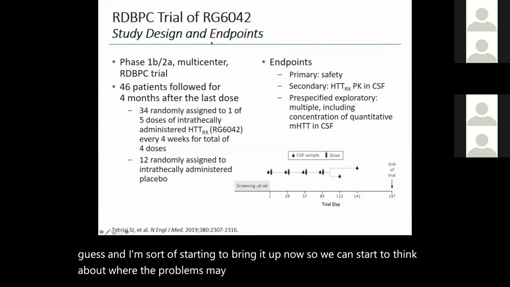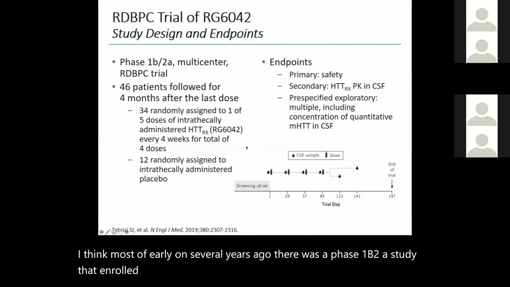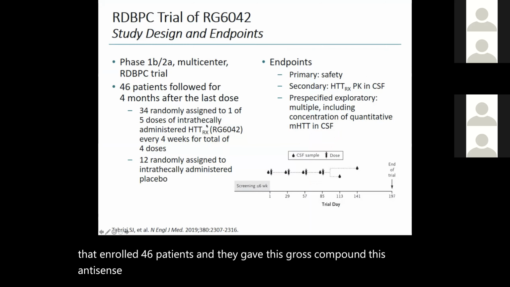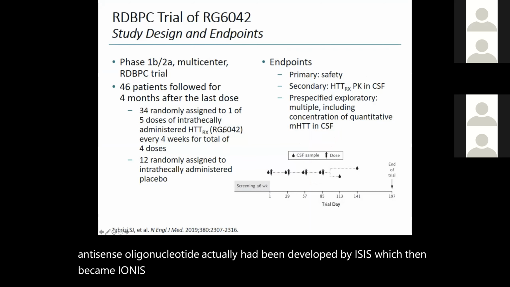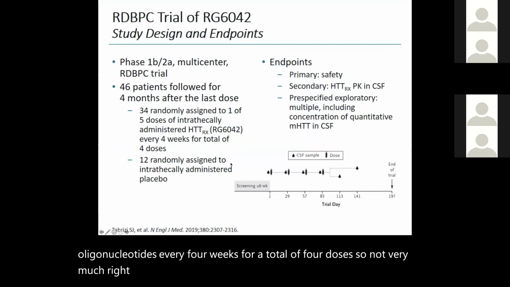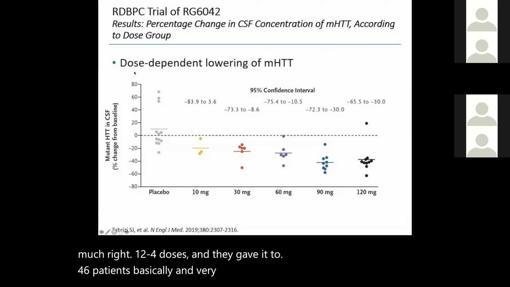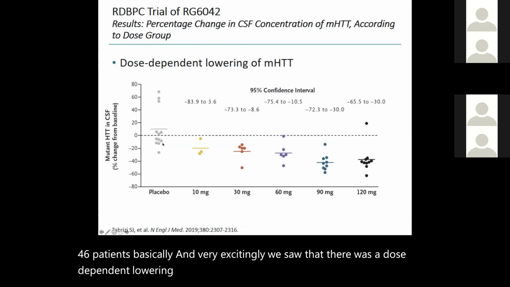I think most of you know, several years ago, there was a phase 1b/2a study that enrolled 46 patients. They gave this Roche compound, this antisense oligonucleotide, which had actually been developed by ISIS, which then became Ionis Pharmaceuticals, every 4 weeks for a total of 4 doses, so not very much, right? And very excitingly, we saw a dose-dependent lowering of mutant Huntingtin as a result.